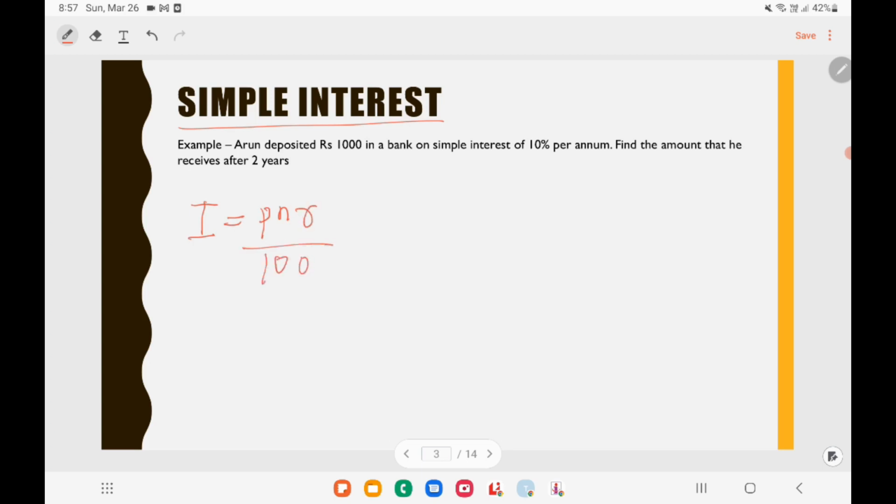I already told you what P is, right? P is the principal amount, N is the number of years in which you are going to deposit the amount, and R is the rate of interest. Now let us take an example for you to understand this.